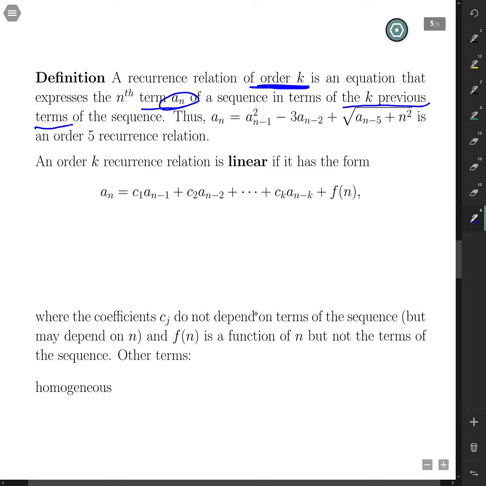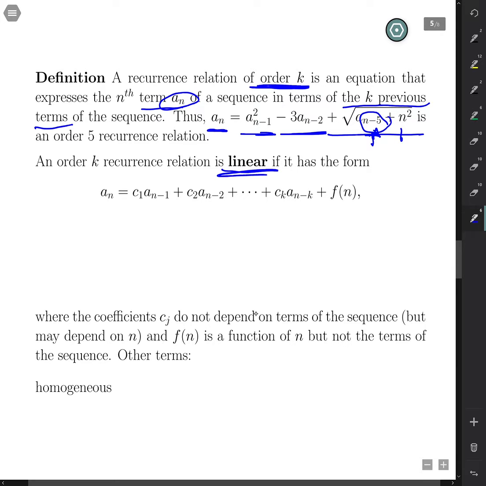So here's one that's order 5. an is an minus 1 squared, so it goes back one term, minus 3 an minus 2, so it goes back two terms, plus square root of this mess here, an minus 5, plus n squared. So it goes back 5 terms. Now it doesn't have all 5 previous terms there, but it does have to look back 5 terms to calculate the value of an. And this right here tells me that it's order 5 because it goes that far back.